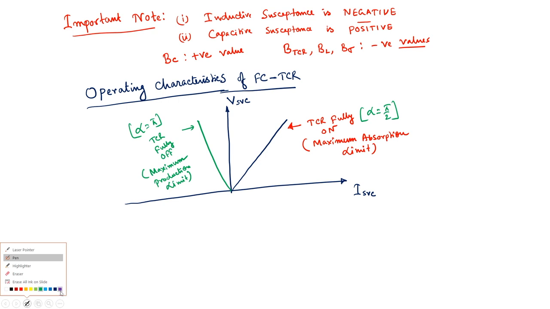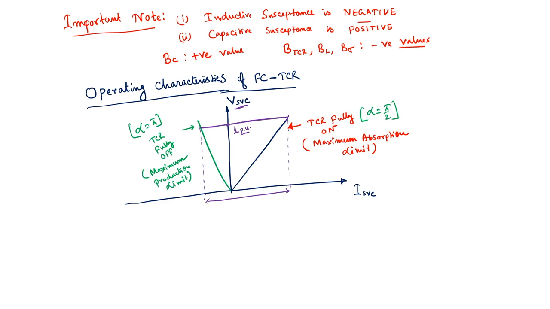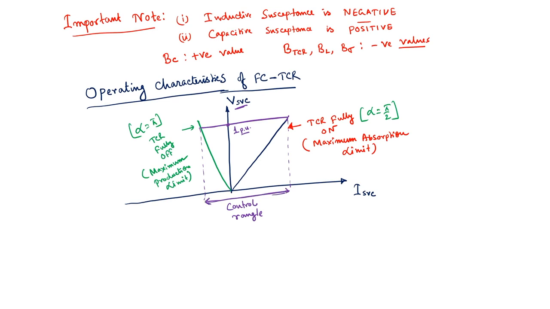So, basically this overall characteristics will be in between this, depending upon the voltage level of the bus at which it is placed. Suppose this corresponds to one per unit of the system voltage, then the control range, that means the available amount of reactive power generation or reactive power absorption, is this. So, this is called the control range, and this FC-TCR type of SVC can provide any value of reactive power. Either it can absorb any amount of reactive power, or it can produce any amount of reactive power within this control range.